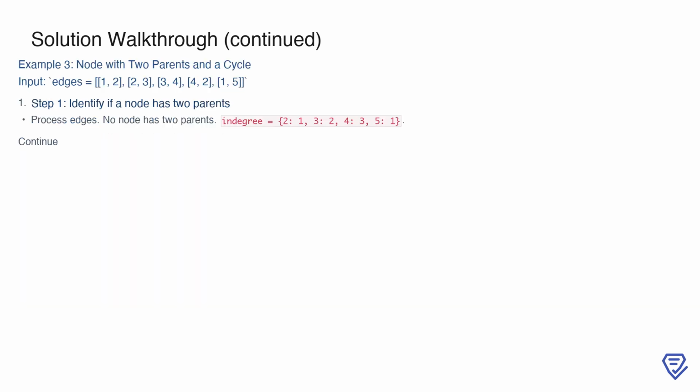This example involves both a node with two parents and a cycle. The input edges are 1, 2, 2, 3, 3, 4, 4, 2, 1, 5. To begin, we determine whether any node has two parents. As we process the edges, we see that no node is assigned two parents, so the in-degree values remain consistent for each edge processed. Specifically, node 2 has in-degree 1, node 3 has in-degree 1, node 4 has in-degree 1, and node 5 has in-degree 1. Since no node has two parents, we now shift our focus to detecting cycles using the union find algorithm.